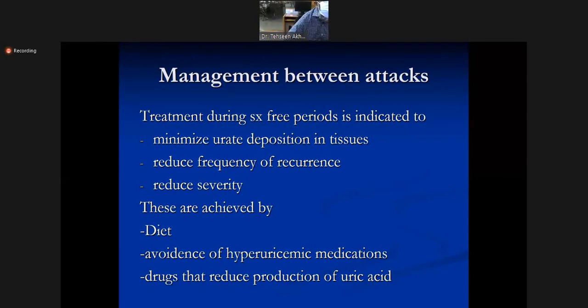So not only the diet, but also some medications which increase the level of uric acid may be avoided. We use drugs to reduce production of uric acid, like allopurinol and febuxostat. Between attacks, we should keep the level of uric acid below 6 to minimize not only acute or recurrent attacks, but also deposition of urate crystals in soft tissue.